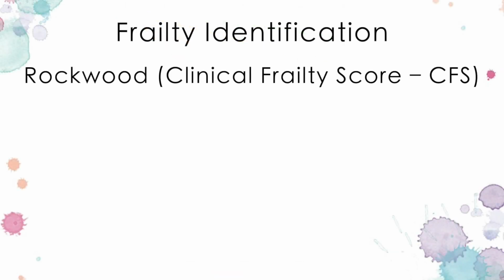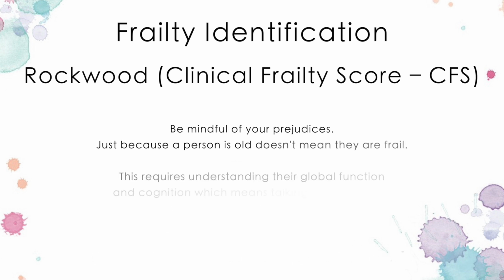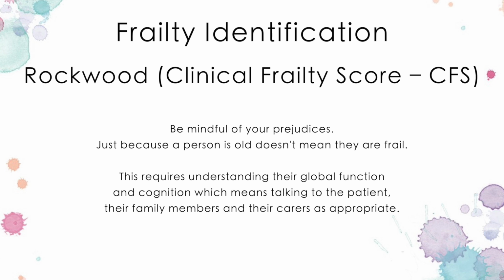The Rockwood or the clinical frailty score is used acutely and in the community, and this is where anyone who's appropriately trained can complete it. It needs to be completed for 2 weeks prior to you seeing that person, because when you are seeing them, they might be in a period of being quite unwell and not their true selves. So do make sure that it's backdated to 2 weeks prior, and do talk to the family, friends, carers, as they know that person best, and you are only seeing them as a one-off opportunity. So you want to be as accurate as possible with your scoring.